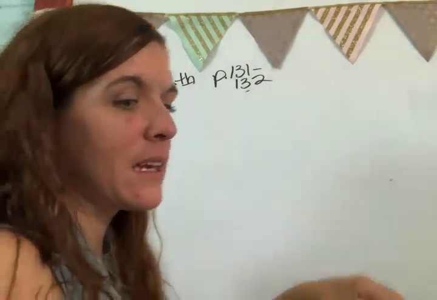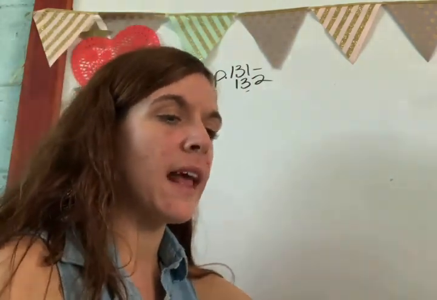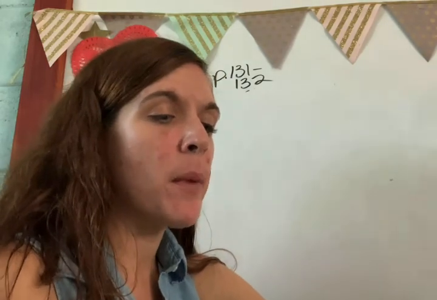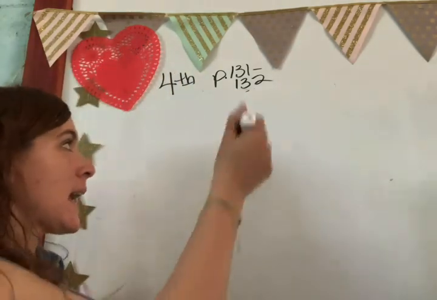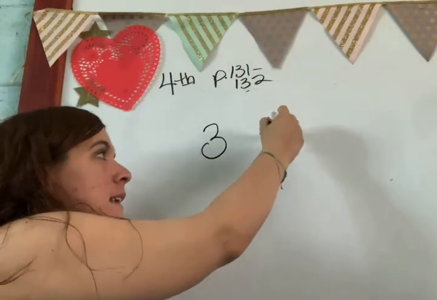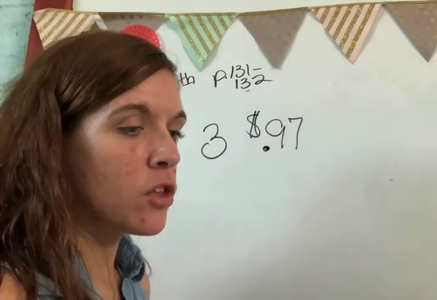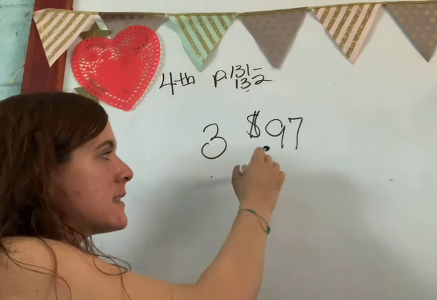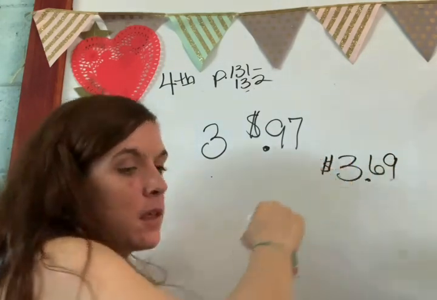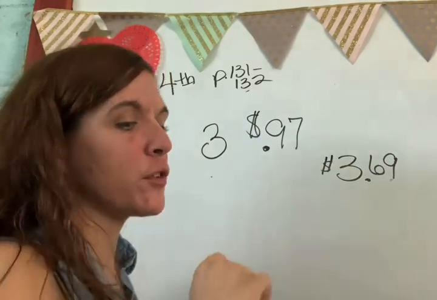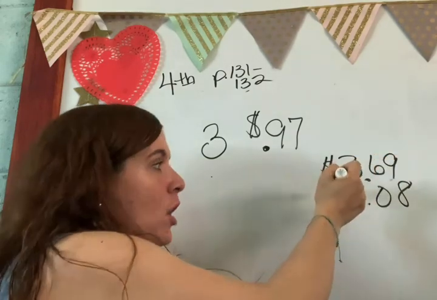Okay, number 3, you're not going to need help on. Number 4, let's look at it. At the supermarket, Mrs. Ruffin bought 3 cans of beans for 97 cents per can. So 3 cans, 97 cents per can. She bought milk for $3.69. And she bought bread for $2.08. How much does she spend in all?